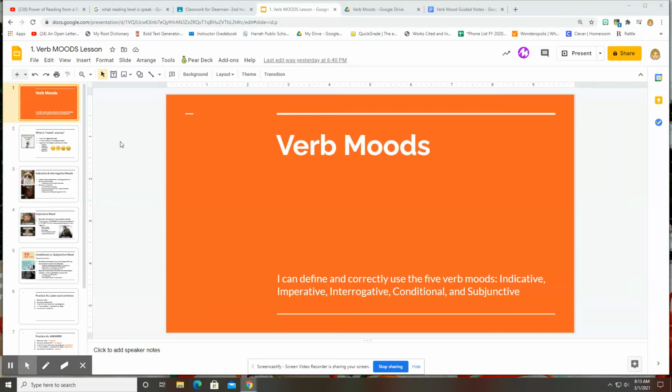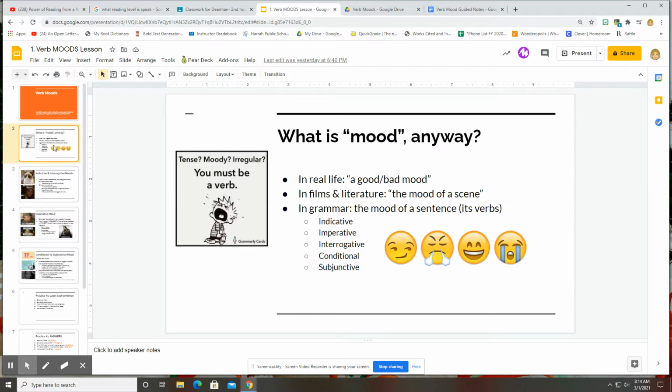Okay, today we're going to be talking about verb moods. I can identify and correctly use the 5 verb moods: indicative, imperative, interrogative, conditional, and subjunctive. You'll be filling in your guided notes as we go over this, or you can watch this and then go back and fill them in if you are in quarantine or absent.